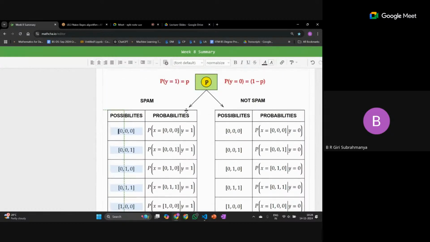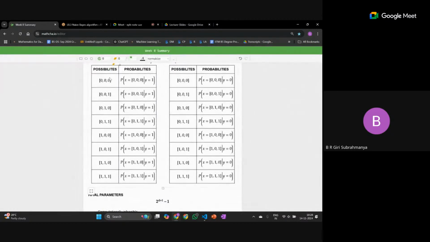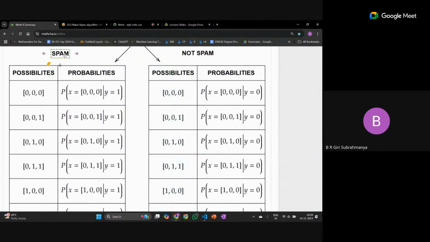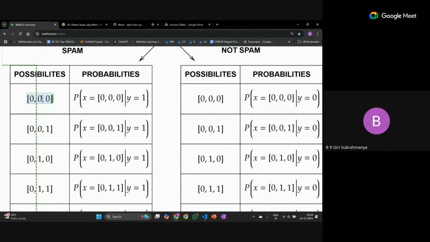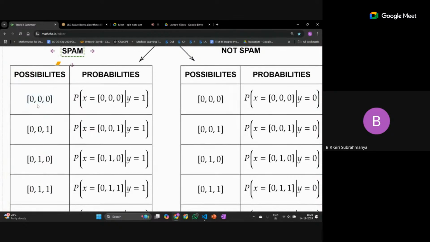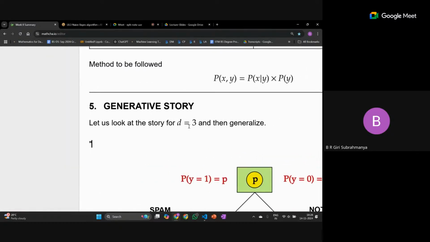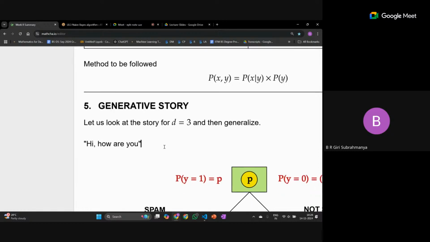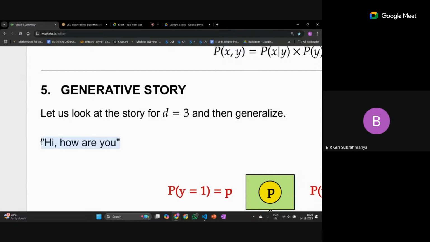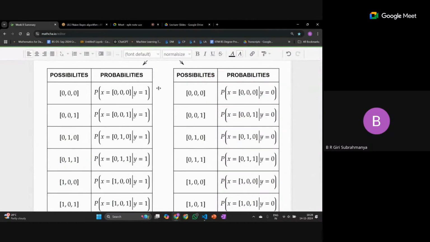For all these 8 possibilities, if it is a spam, there can be 8 possibilities. Similarly, if it is not a spam, it can be 8 possibilities. One thing you have to notice is that 000 can occur if it's a spam, and 000 can also occur if it is not a spam. Any given piece of text as an email, let's say, "hi, how are you?", can be from your friend, or it can be from some random stranger who's sending mails just like that to anybody. So it's possible in both cases. Similarly, all these possibilities are possible in both cases.